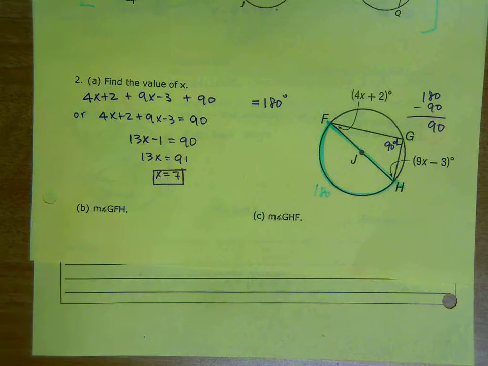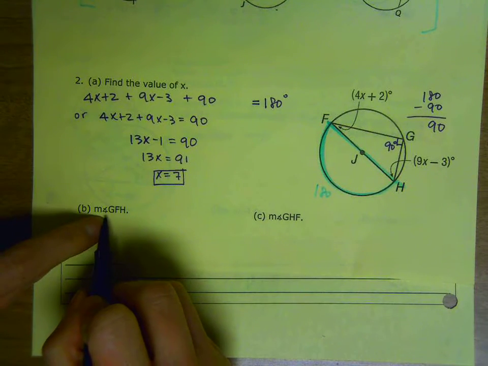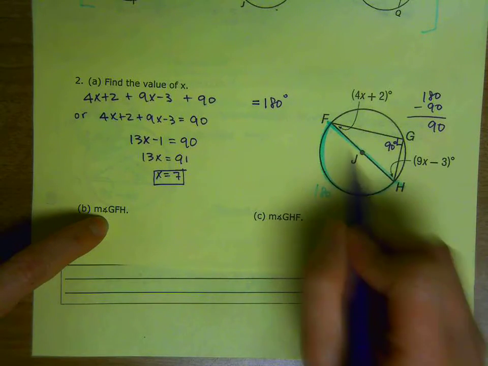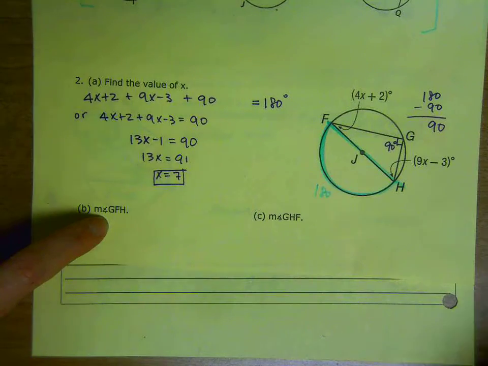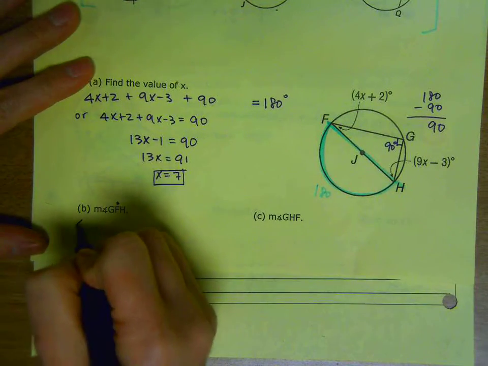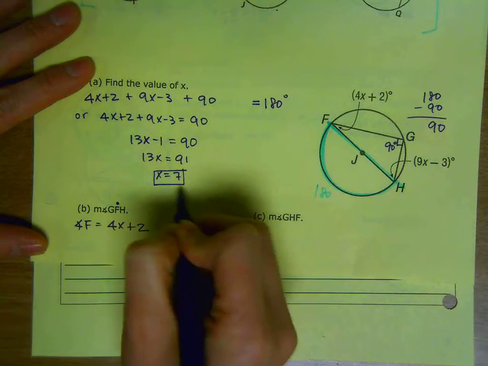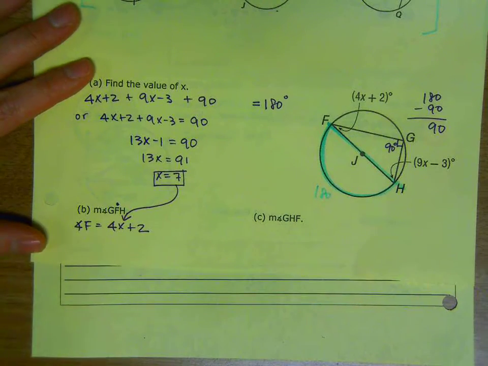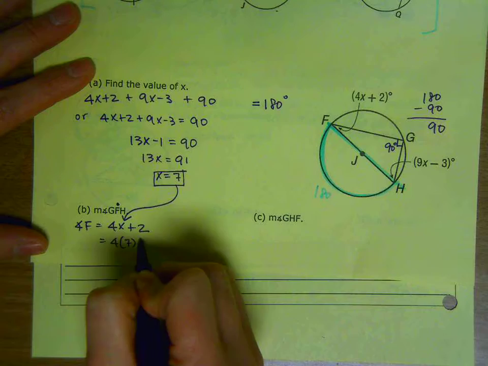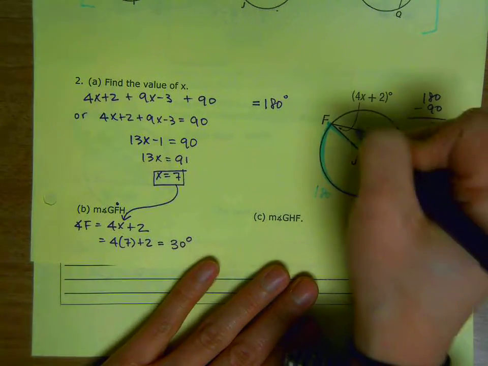Okay? Alright, so x is equal to 7, we have to find the angle, inscribed angle, GFH. Which angle we're talking about? Not all the angles. I know all the angles add up to 180. We're talking about the vertex F. So I know F is 4x plus 2. We're going to plug it into x. So I know 4 times 7 plus 2, that's 30 degrees. So I know that's 30 degrees.